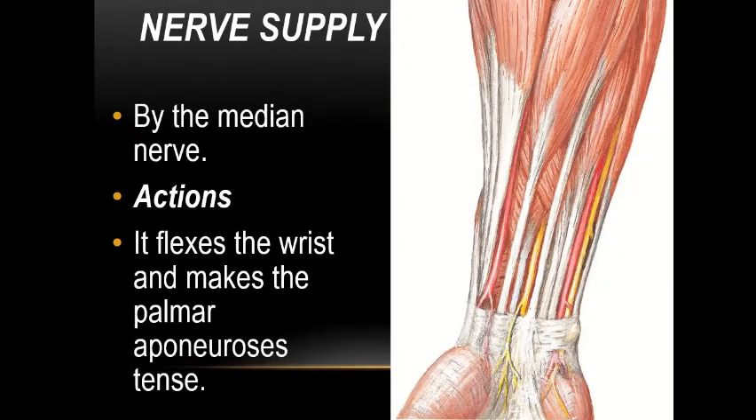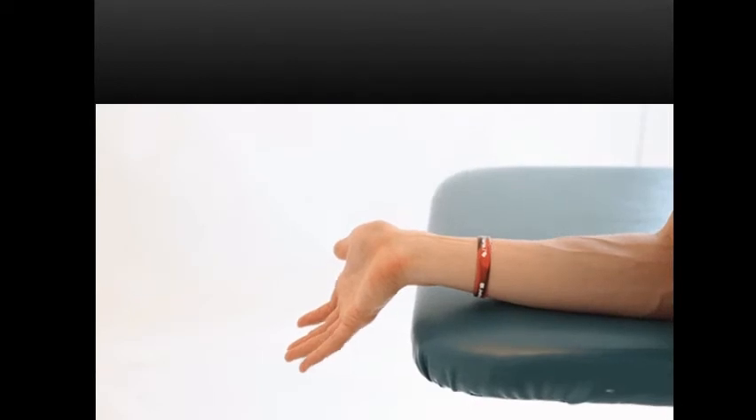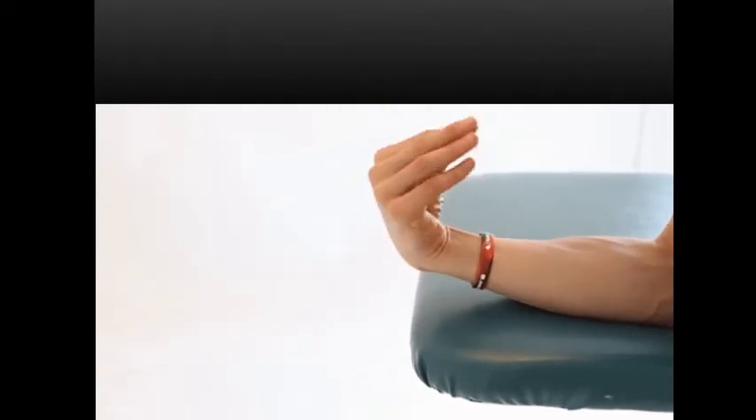Then nerve supply is by the median nerve, and the action is it flexes the wrist joint and makes the palmar aponeurosis tense. So here we can identify the palmaris longus tendon, which is present medial to the flexor carpi radialis longus muscle. Here you can see the movement of the palmaris longus, the action of palmaris longus.